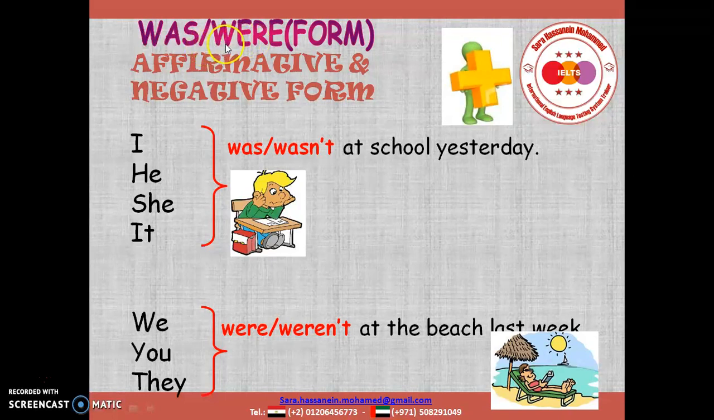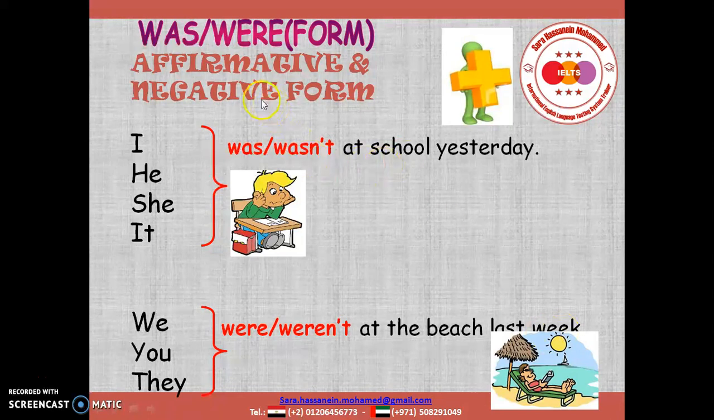Verb to be here in the past simple tense is either was or were. If you get I, he, she, it, or any singular noun, you should use was. For example, I was at school yesterday. He, she, or it was at school yesterday. And if you get we, you, they, or any plural noun, remember to have were in the past simple tense. For example, we were at the beach last week.